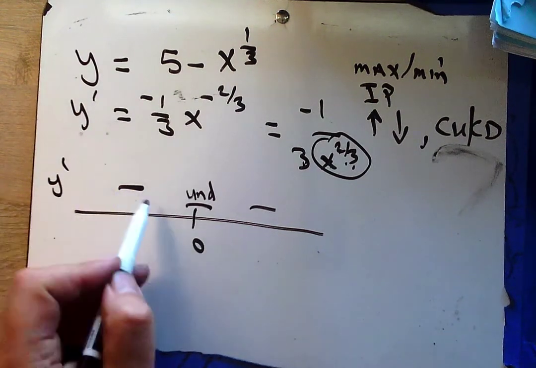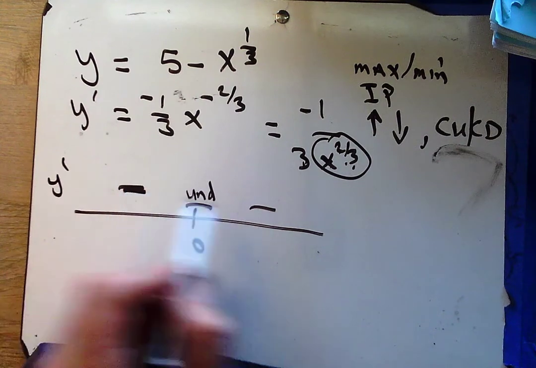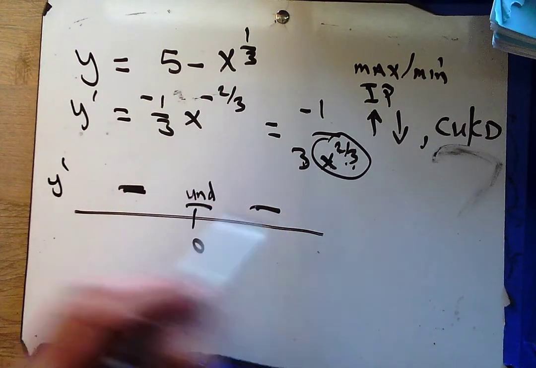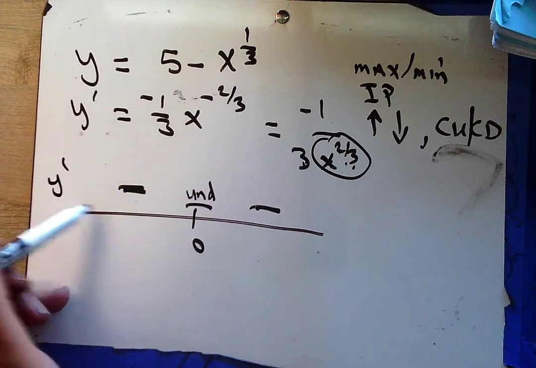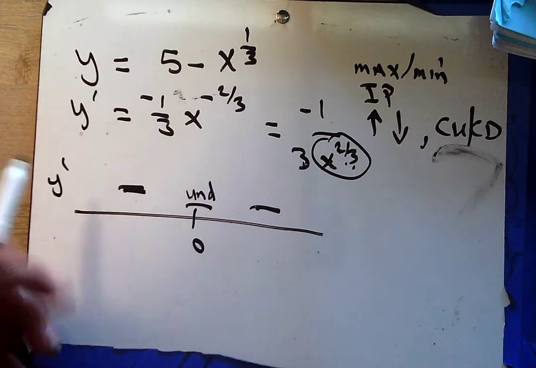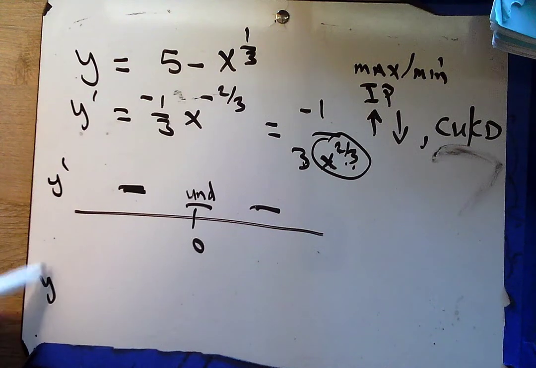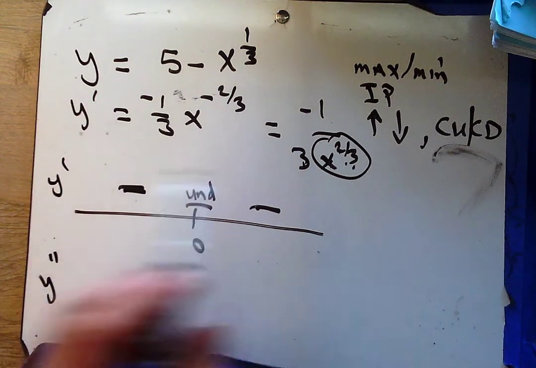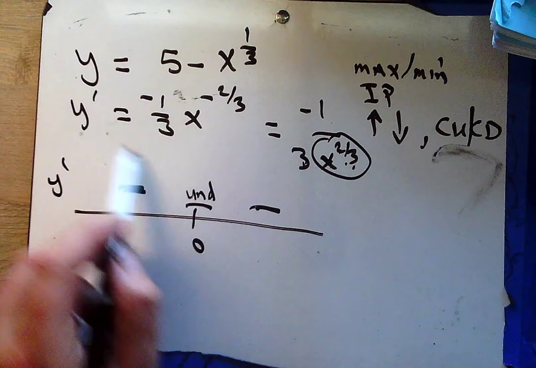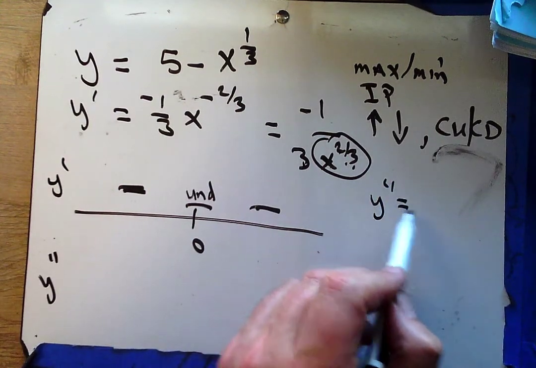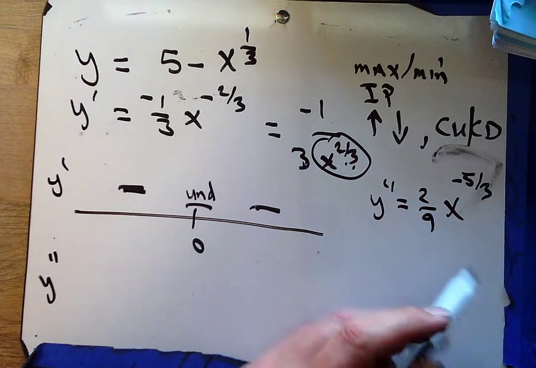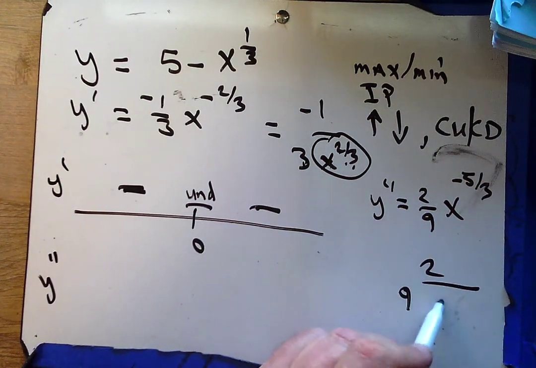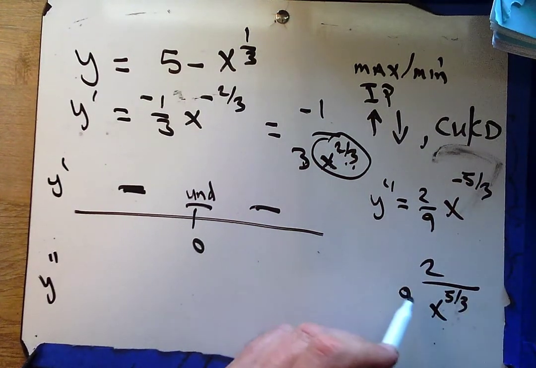Okay, so I see y is decreasing, y is decreasing. I don't have a sign change there, so there's no min or max. There's no endpoints to worry about, so I can keep going. What about y double prime? If I take the derivative of this, y double prime would be 2/9 x to the minus 5/3, or 2 over 9 x to the 5/3.